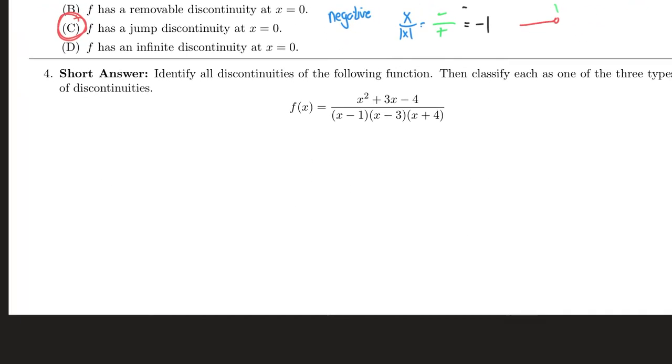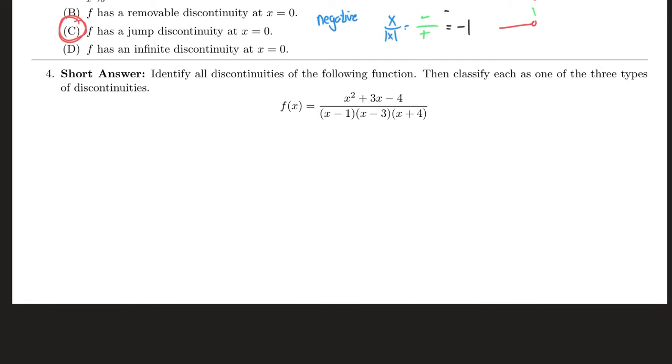And lastly, we have our short answer. Identify all discontinuities and then classify each one. As we saw in question 1, the discontinuities happen when the bottom of our fraction equals 0. So that's going to happen at x equals 1, x equals 3, and x equals negative 4. That's half the question, just knowing those are our discontinuities.